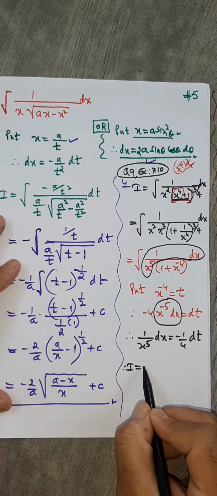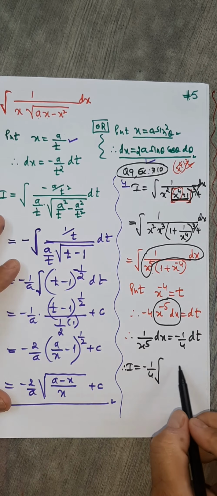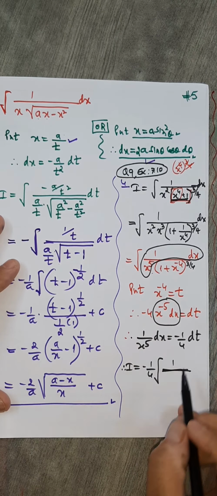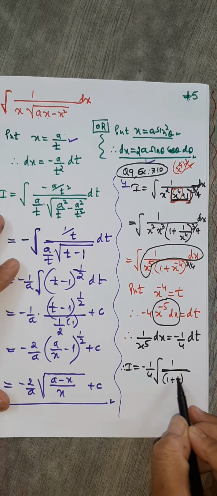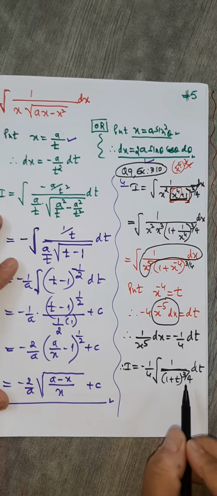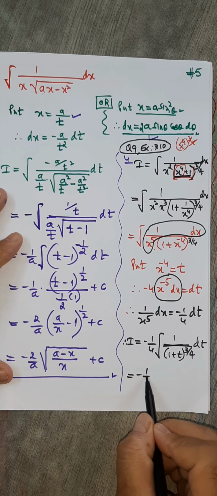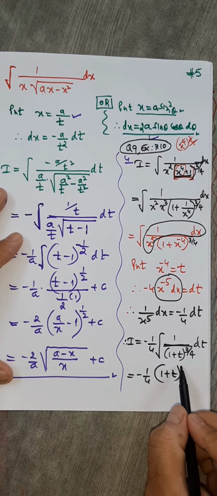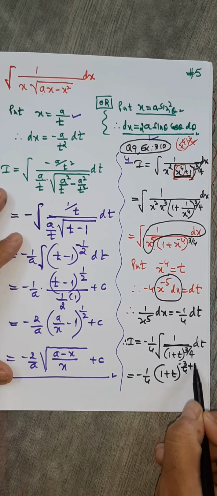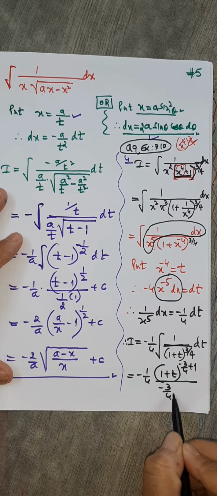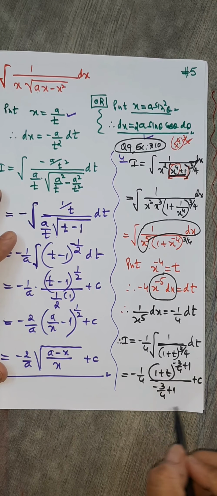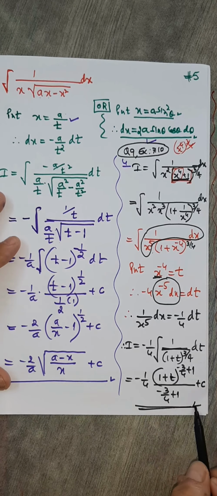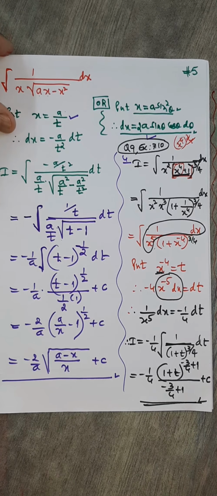Therefore I equals minus 1 by 4 into, what is this? 1 upon, raised to 3 by 4 is there, remember. So this is (1 plus t) raised to 3 by 4 dt. Now this can be integrated very easily. Minus 1 by 4, take this one into the numerator. So this is a linear function, I'll imagine this as x. So minus 3 by 4 plus 1, upon minus 3 by 4 plus 1, plus c. Just simplify, so I'll get the answer, and place the value of t. What's the value of t? x raised to minus 4. So I'll get the answer given at the back. Okay.